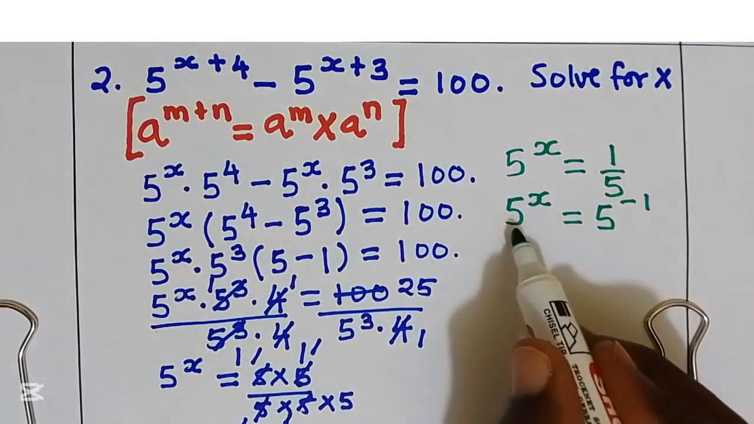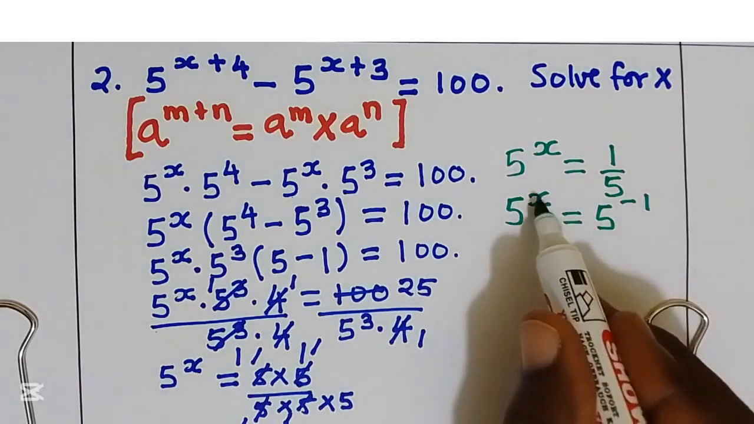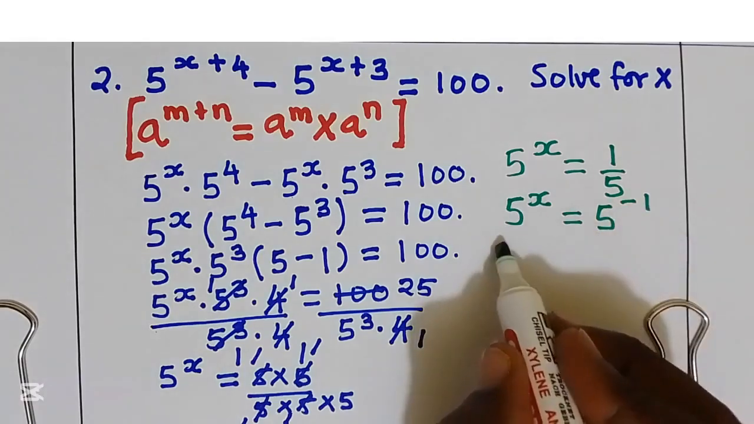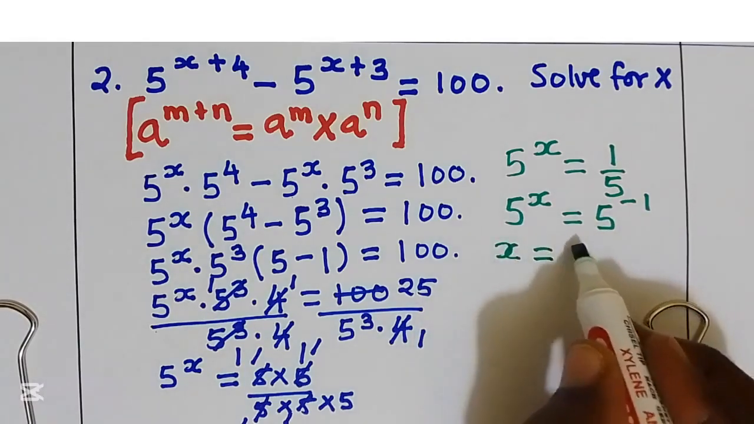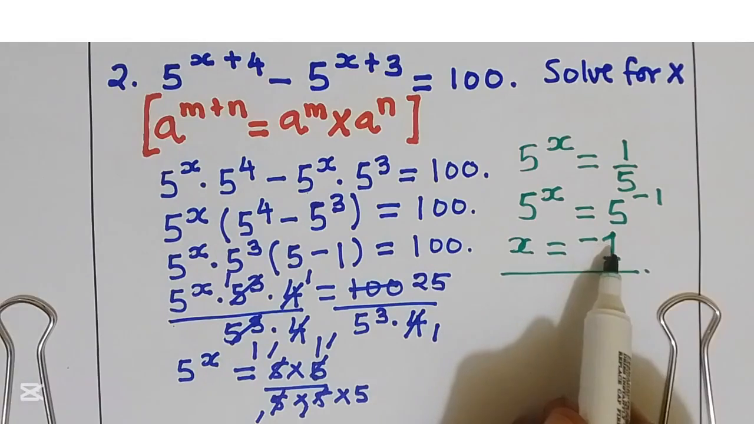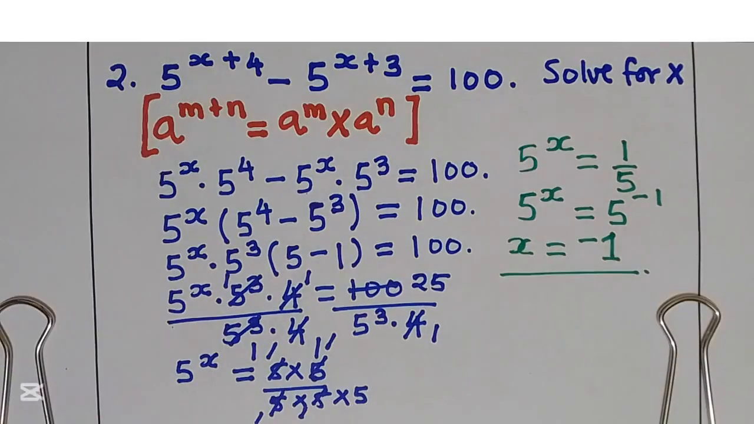We have the same base. Now, the exponents are equal. Now, x is equal to negative 1. I hope you understand the two questions that we have done together.